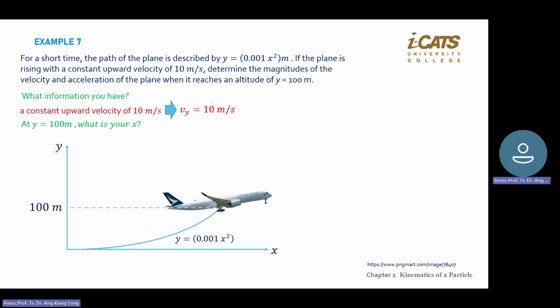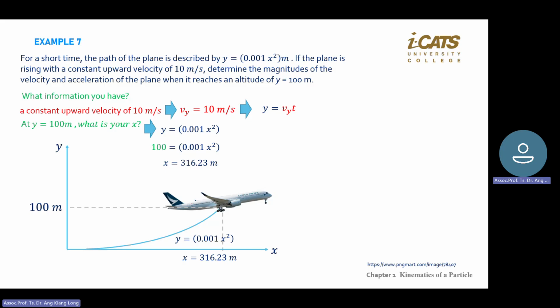You substitute your y here. You rearrange the equation, what x do you get? For x, you have a square root, that's why you have a negative number and a positive number. You take the positive. Okay, you have 316.23 meters here. So we don't have a negative number, we only have positive here.